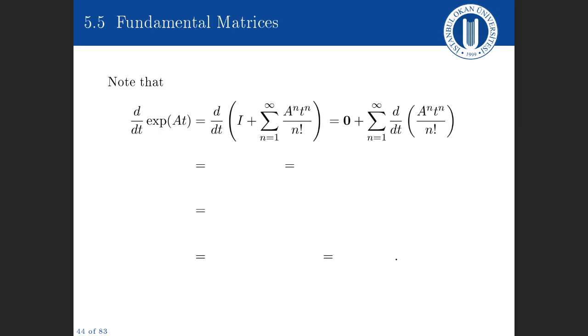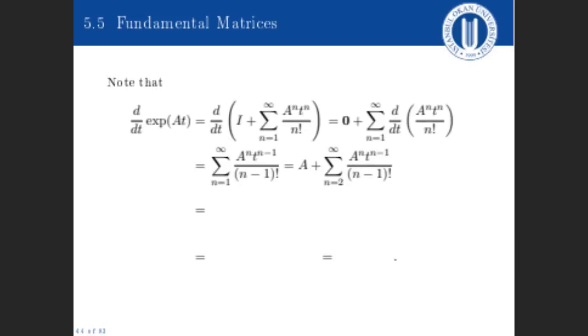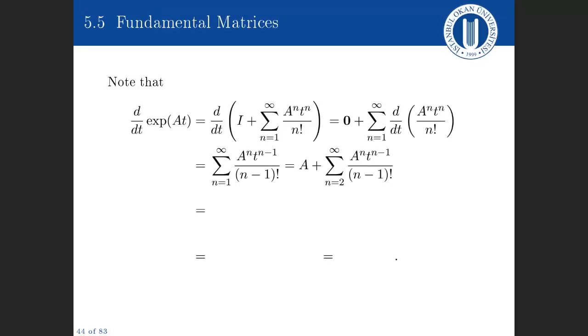We know how to differentiate t to the power n. Of course, it's just n t to the power n minus 1. The n cancels with one of the n's on the bottom, and we end up with A^n t^(n-1) over (n-1) factorial. The first one, where n is equal to 1, is going to be A to the power 1, t to the power 0 divided by 0 factorial. In other words, the first term is just going to be A, and then we would have this formula which starts at n equal to 2.